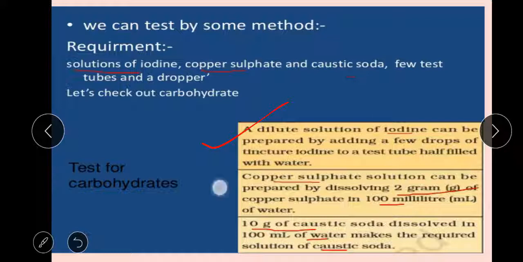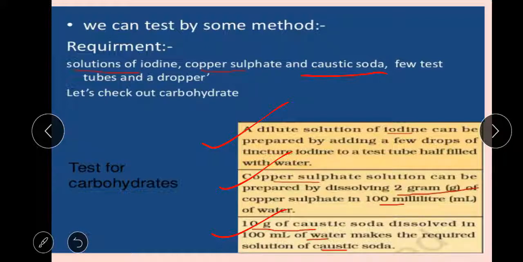Now in the third, 10 gram of caustic soda dissolved in 100 ml of water makes the required solution of caustic soda. Solutions of iodine, copper sulfate, and caustic soda are required for testing by this method. A few things such as test tubes and droppers are also required. Hence you can check carbohydrates.